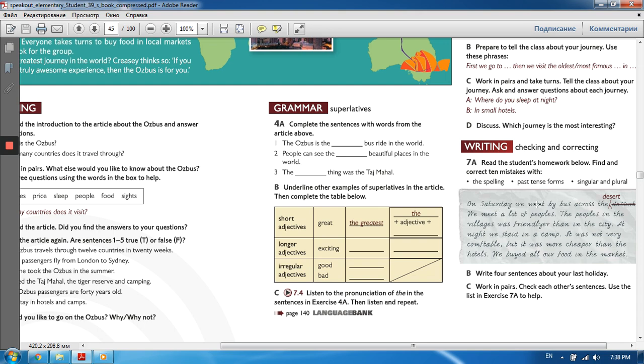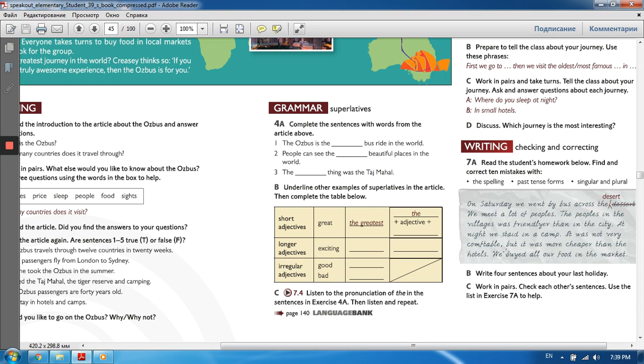On Saturday, we went by bus across the desert. Desert is the spelling mistake. We met a lot of peoples. Met is a past tense form mistake. Peoples, singular and plural mistake. The people is also the same mistake. In the villages was friendlier, was past tense mistake, were friendlier.